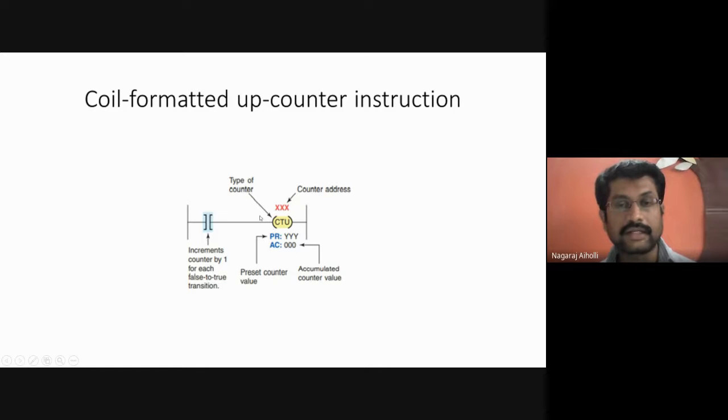Here they have also indicated the type of counter. CTU means up counter. If it is CTD, it is down counter. Then the address of the counter, that is in which memory location this up counter is stored. The various bits of the up counter, maybe the control bits or the preset bit or the accumulator bit, are stored in which address, which memory locations of the bit image file. That is the counter address. Then next is PR, the preset.